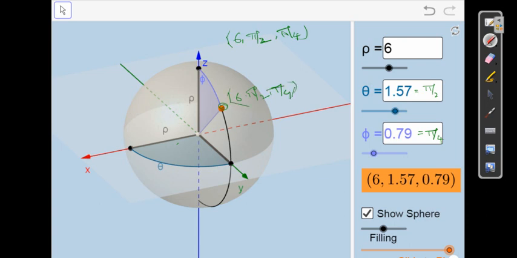Okay, so I hope you understood this plotting of points on coordinate systems.